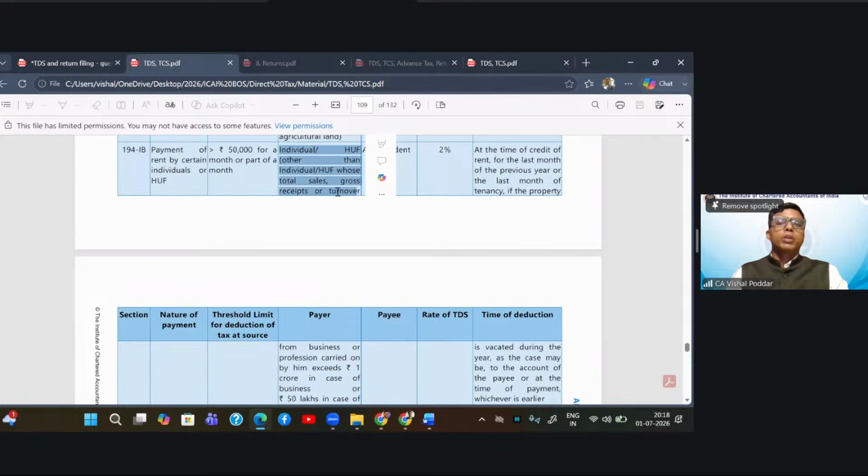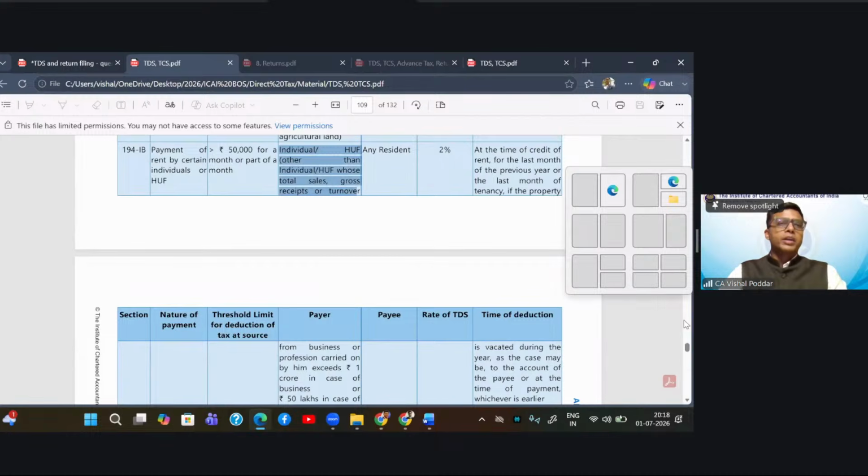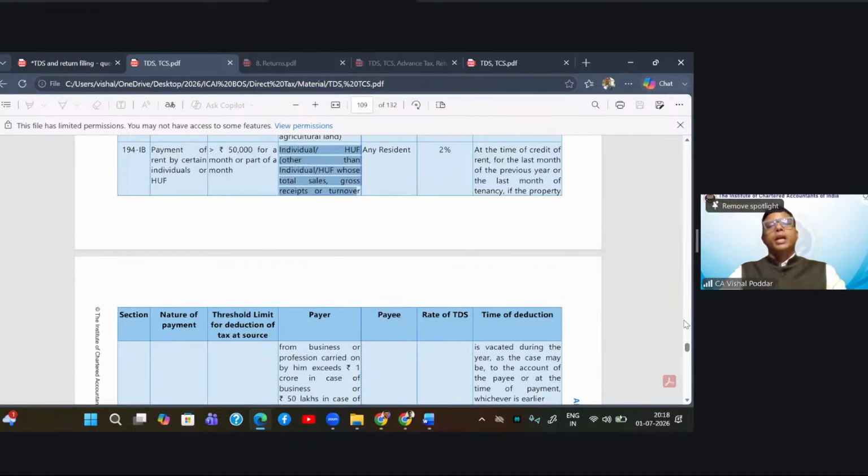turnover exceeding 1 crore. In fact, the payer is not having business at all. And I already explained that HNIs, high net worth individuals, either drawing salary income, property income, or other sources income, and who are making huge expenditure, are covered. Now for 194-IB, the rent will be covered or liable for TDS first if the payment exceeds 50,000 per month or part of the month.